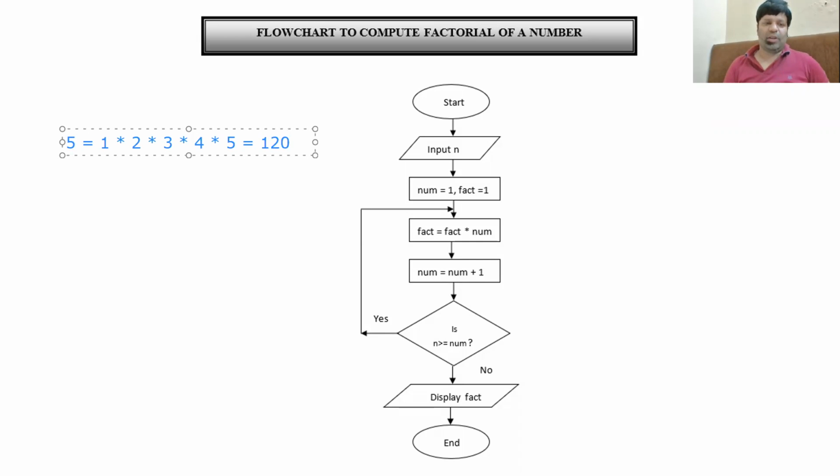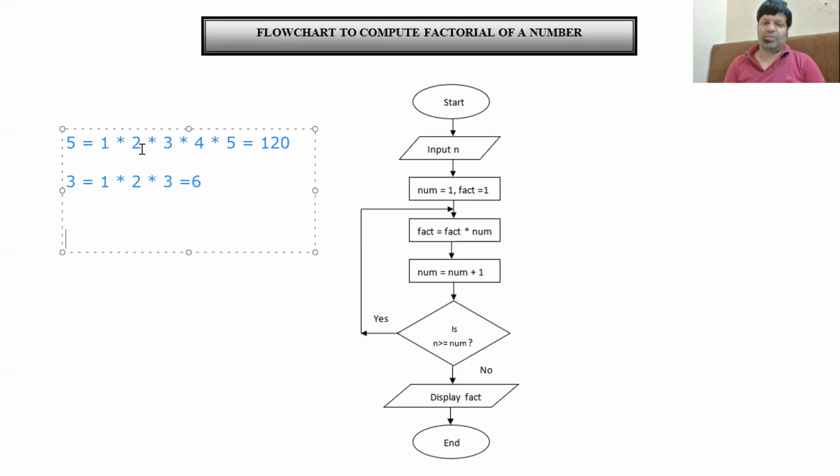So what is the factorial of 5? The factorial of 5 is 120. What is the factorial of 3? The factorial of 3 is 1 multiplied by 2 multiplied by 3, which is equal to 6. So this program is basically used to find the factorial of a number.